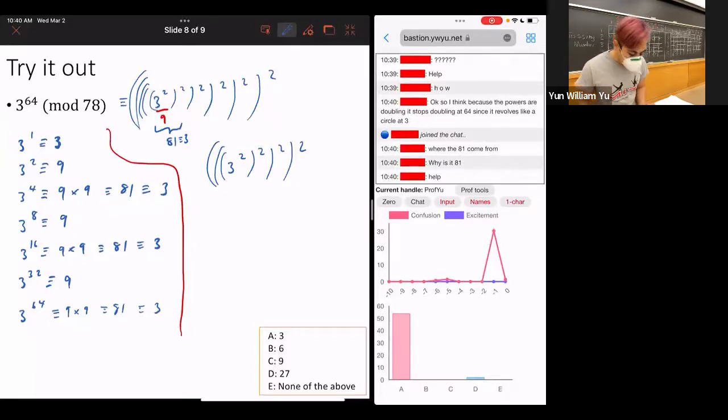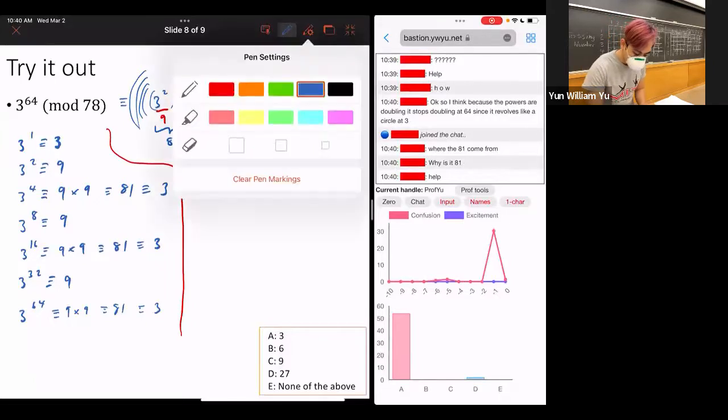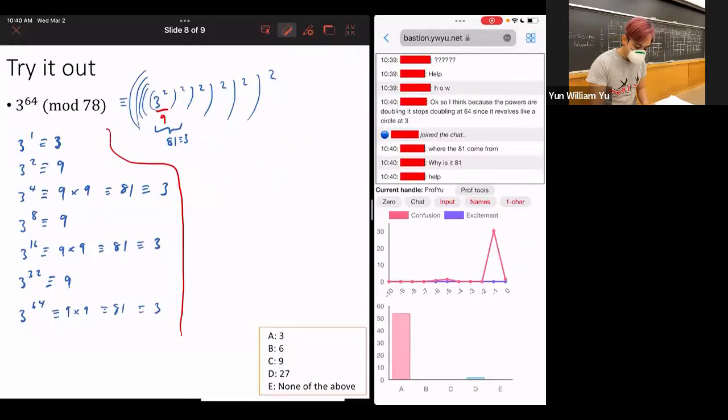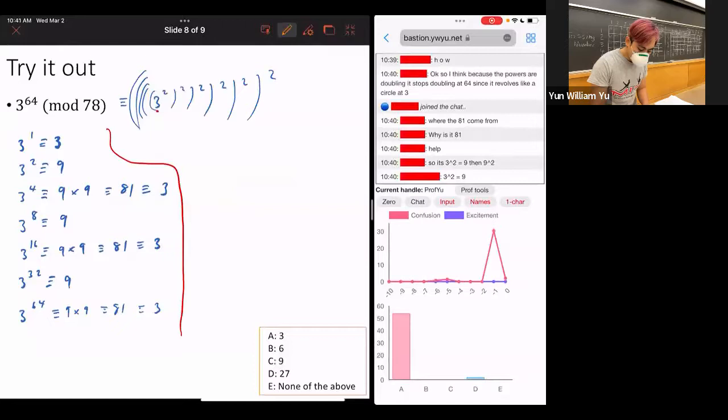Okay, why is it 81? Oh, well, what's 9 times 9? Let me do this a slightly different way. One way is you could expand out this way, and that'll get you the answer. Another way of doing this is, if you look over here, 3 to the 1 is equivalent to 3. 3 squared is equivalent to 9, right?